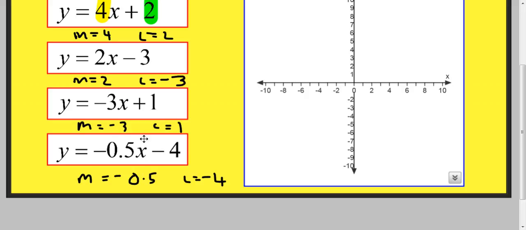Now just bear in mind, if the x's are at the end and the number value's at the start, the number value at the start would be your intercept, and the value in front of the x, even though it's at the end, would be your gradient.